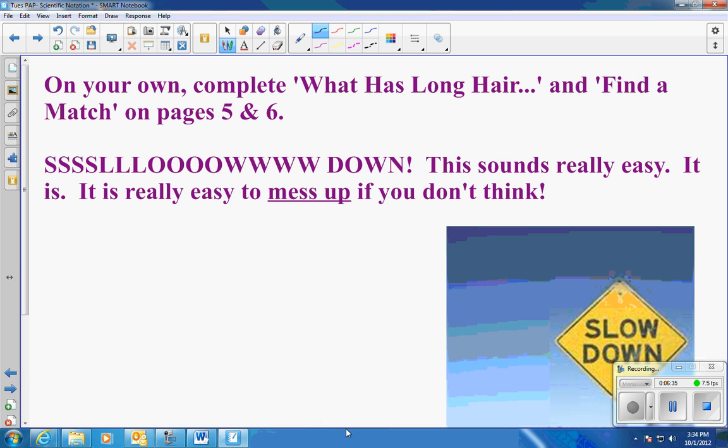So that's all we got for our scientific notation notes today. Go ahead and work on your assignment. They're on page 5 and 6 of your booklet.